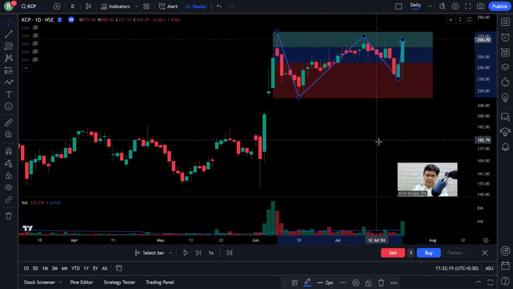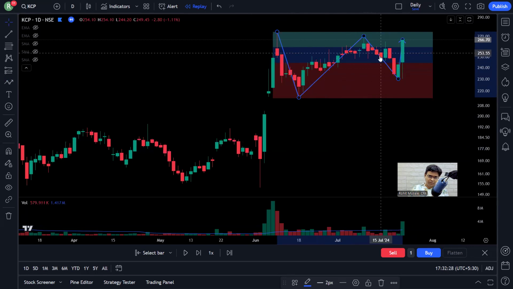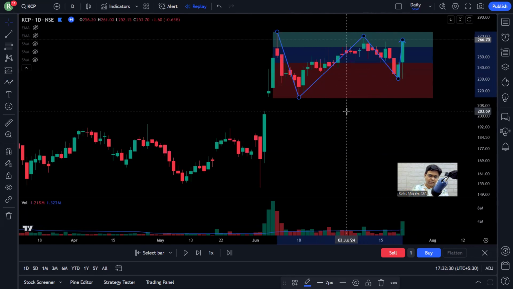So as you can see, there are 5 points in the base. 5 points means 2 contractions or 2 compressions in the base. One is this compression, one is this compression. This is a correction. And every subsequent correction is smaller than the previous correction. So I need minimum 4 points in the base, which I have here.